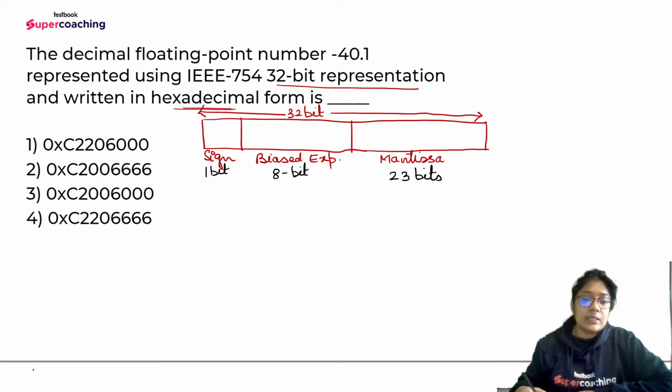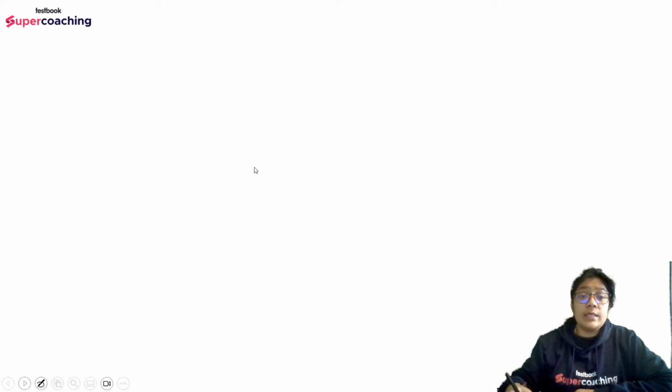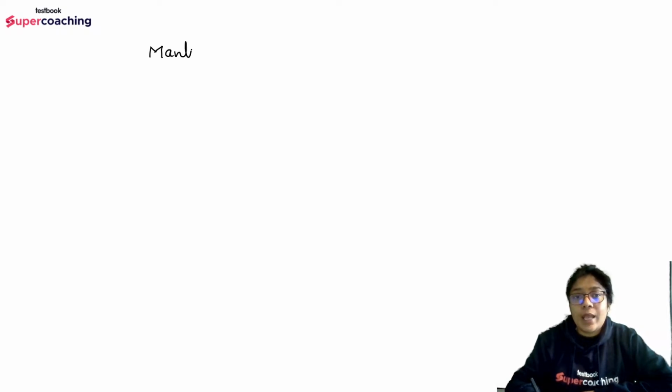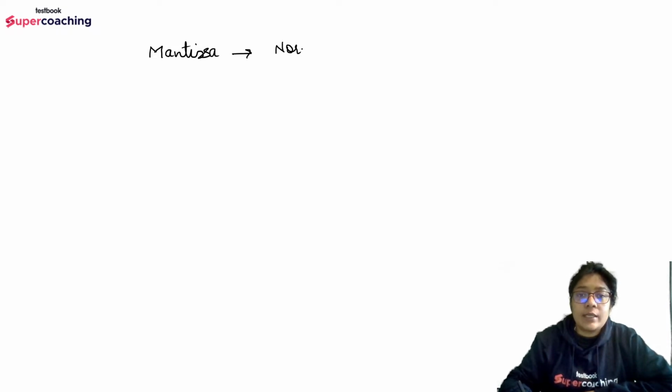जब भी हम mantissa को represent करते हैं, mantissa should always be represented in the normalized format. Can somebody tell me what this normalized format is?